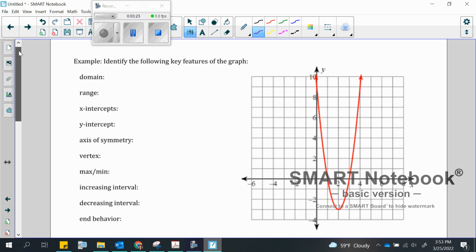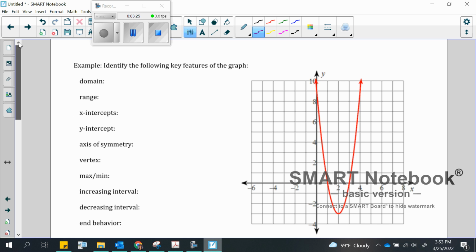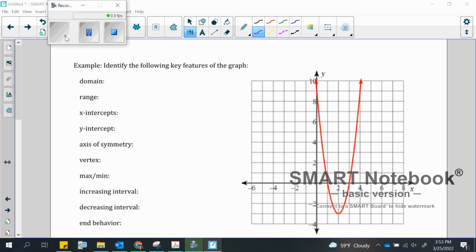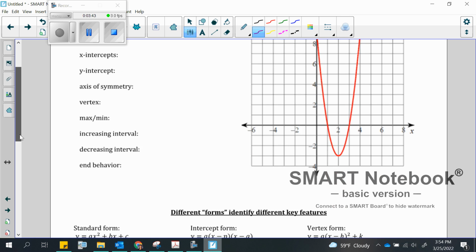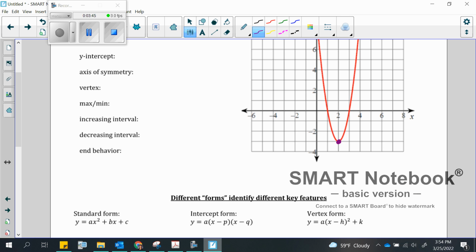Okay, so this one says, first example, identify the following key features of the graph. Let's start with the domain. For any sort of quadratic, anything that's a U or a V, the domain is all real numbers. Don't waste your time. It's all real numbers, negative infinity to infinity. Please write negative infinity to infinity. Range, a little bit of review. Range is your lowest y value to your highest. So we always go from bottom to top.